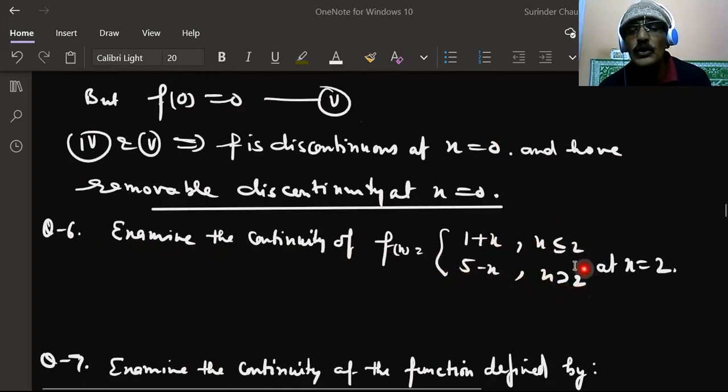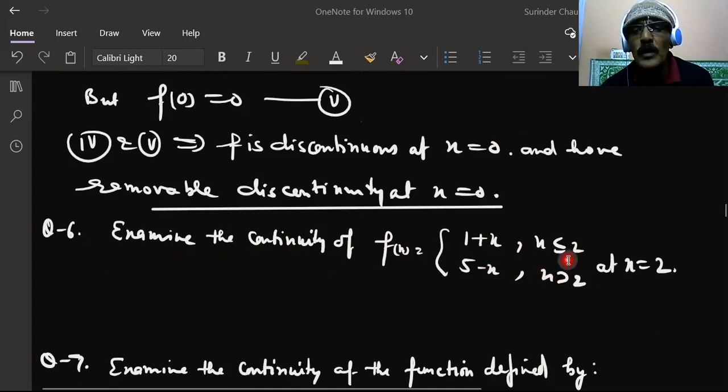So in such questions, if it is a polynomial function, for the left limit, x less than or equal to 0, we put 2 here. The limit is 3. And for the right limit, put 2 here. This is 3. The left limit is 3, the right limit is 3, and the value of the function is also 3. So this function is continuous at x equal to this, as it is a polynomial.